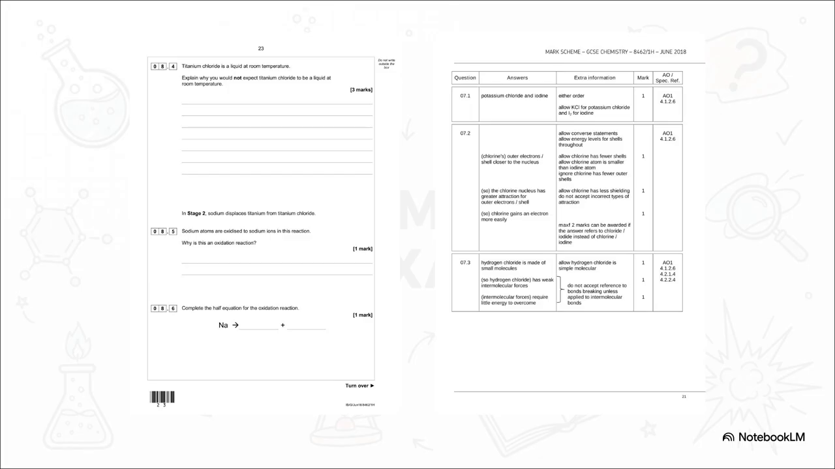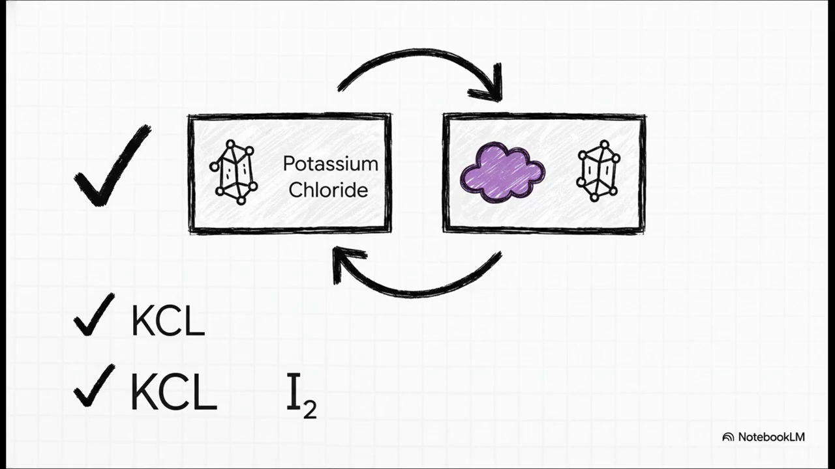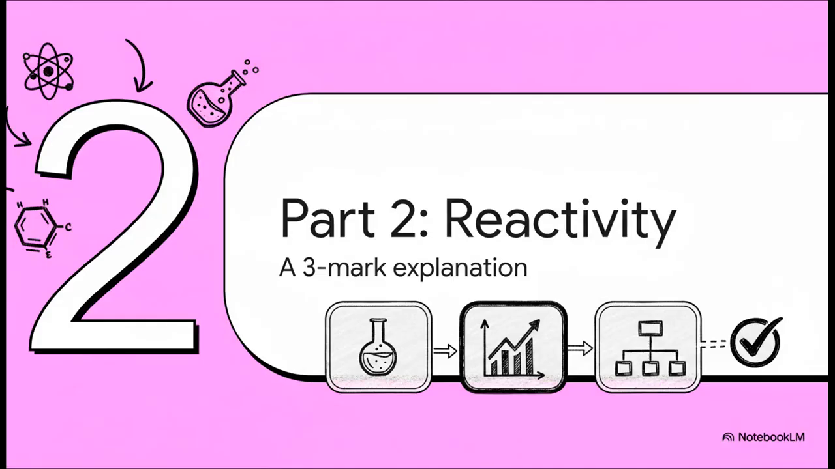It makes sense, right? The more reactive chlorine just kicks the iodine out of the potassium iodide, forming potassium chloride and leaving poor iodine all by itself. Now this is actually super helpful to see. The mark scheme shows you have some flexibility. You can use the correct chemical symbols, KCl and I2, and that's totally fine. You can even list them in any order you want, so iodine and potassium chloride works just as well. Good to know. Okay, on to part 2, reactivity.